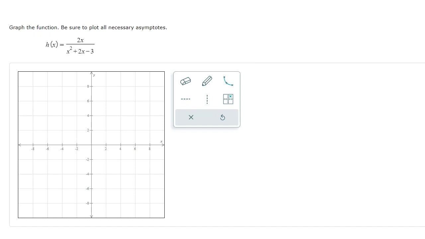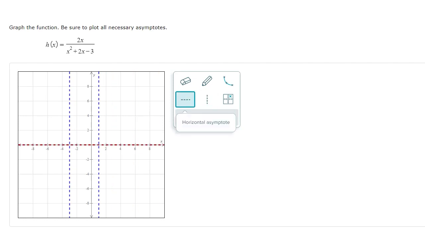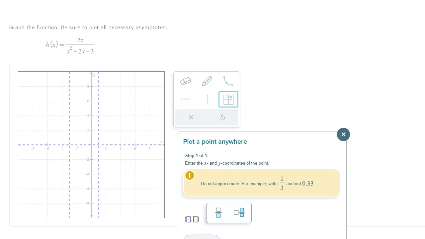So I'm going to plot the two vertical asymptotes first: x equals -3 and x equals 1. And then I'm going to plot the horizontal asymptote, which is the x-axis, y equals 0. I only know one point at the moment, and that is 0 for x and 0 for y.